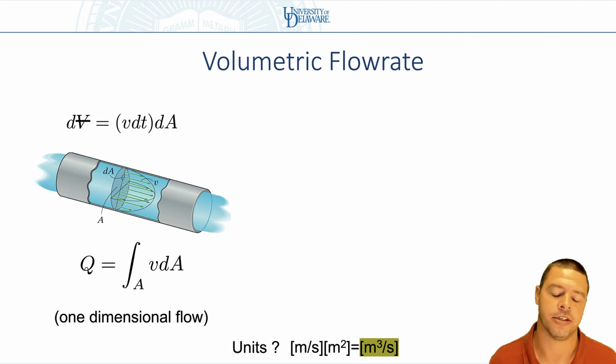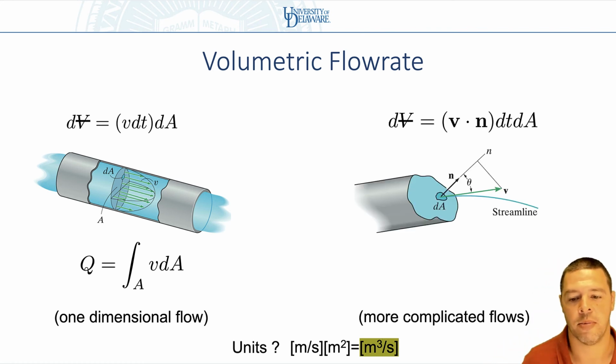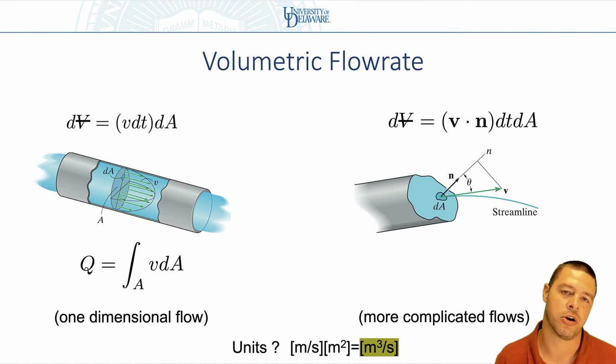And just to highlight this, the units are meters cubed per second in the case of volumetric flow rate. And so velocity times area gives the correct units. And in fact, if you had a uniform velocity, the velocity times the area would be exactly the volumetric flow rate.